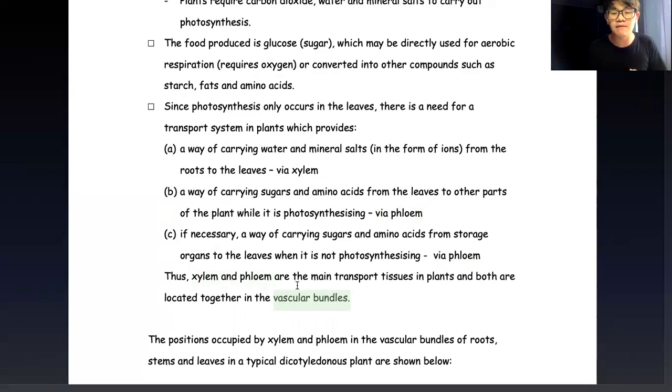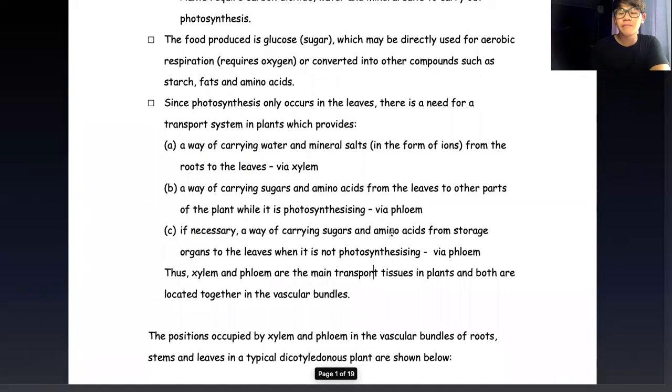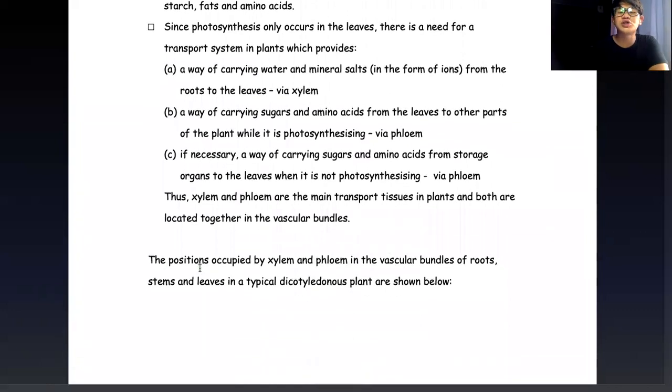Now, a vascular bundle is essentially a component of the transport system, which is made up of your xylem as well as your phloem, and some other tissues as well, which we'll look at later. Because of that, we need to know about the positions occupied by the xylem and phloem in the vascular bundles of the roots, stem, and leaves in a typical dicotyledonous plant as shown. What it is saying is simply that because xylem and phloem are very important, these vascular bundles are very important for the transport system.